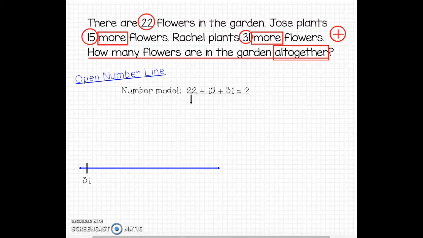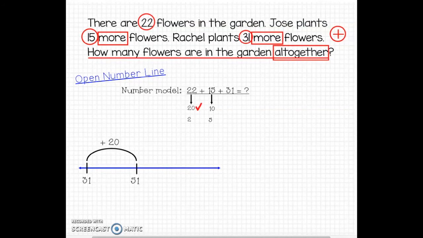I know that 22 is made up of 2 10s and 2 1s. So I will write 20 plus 2 underneath 22. Next, I need to break up 15 into friendly numbers. I know that 15 is made up of 1 10 and 5 1s.